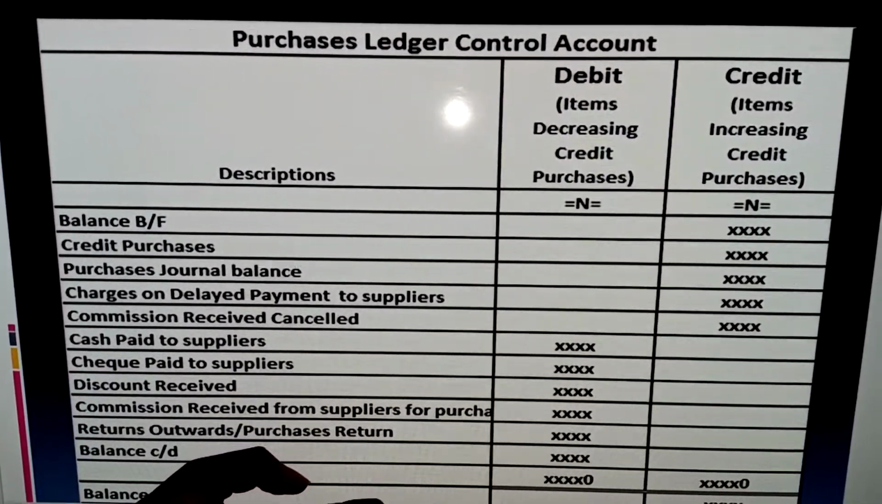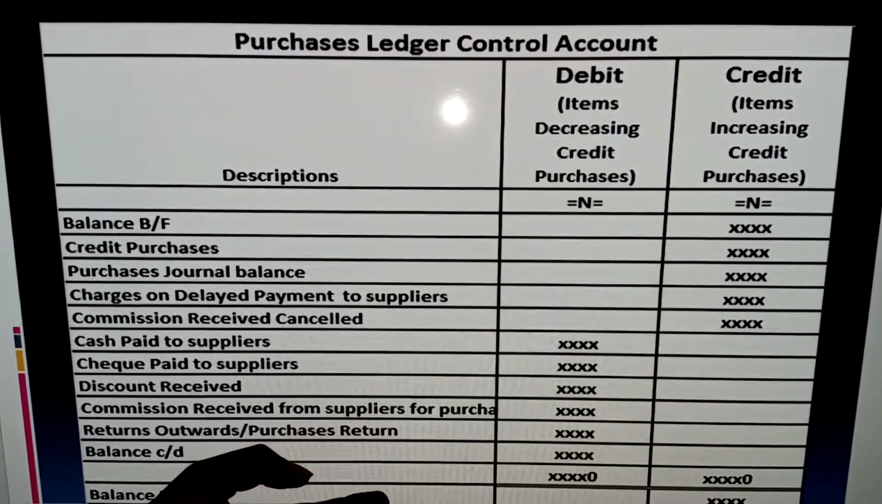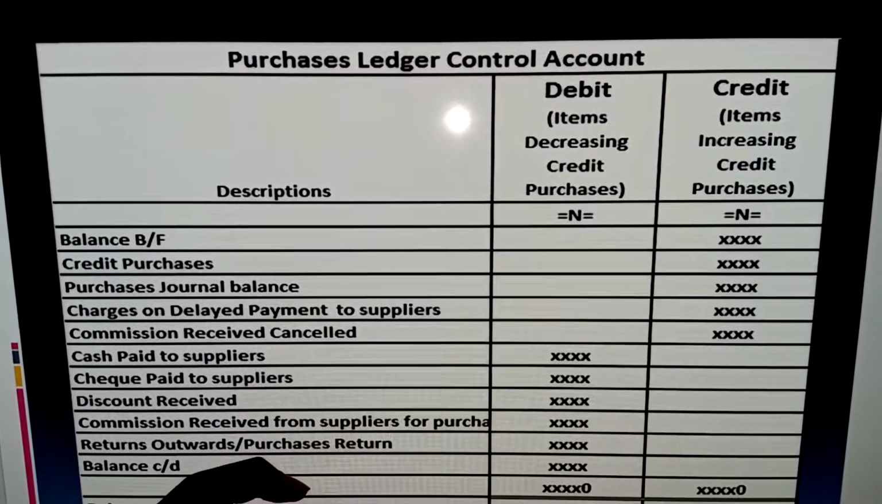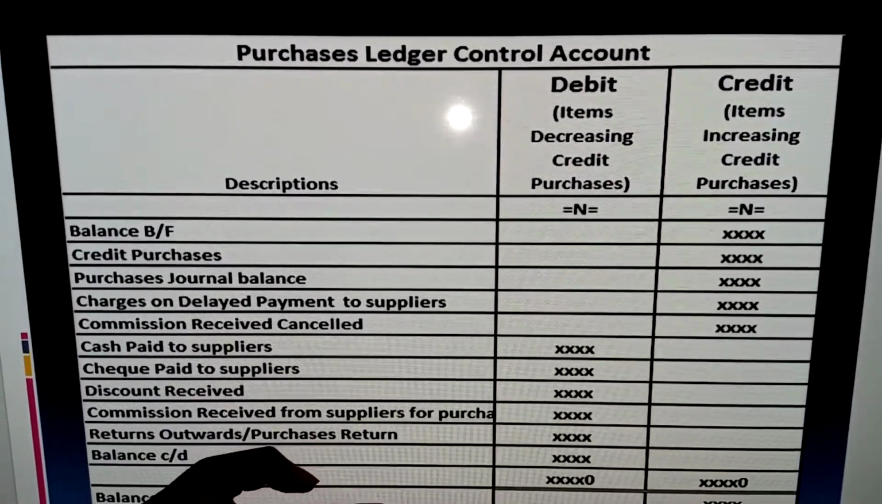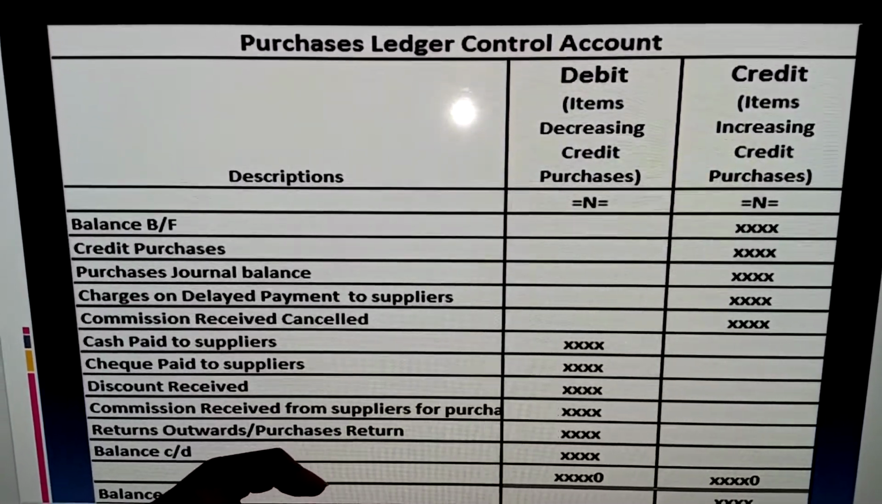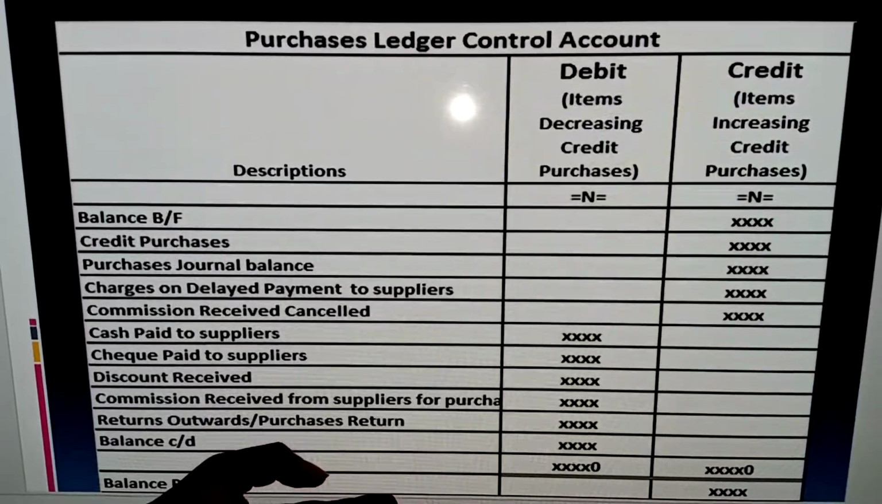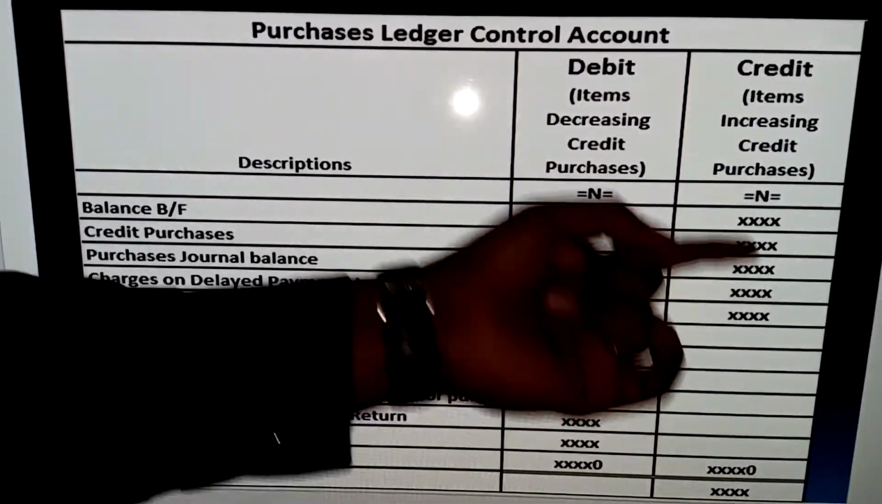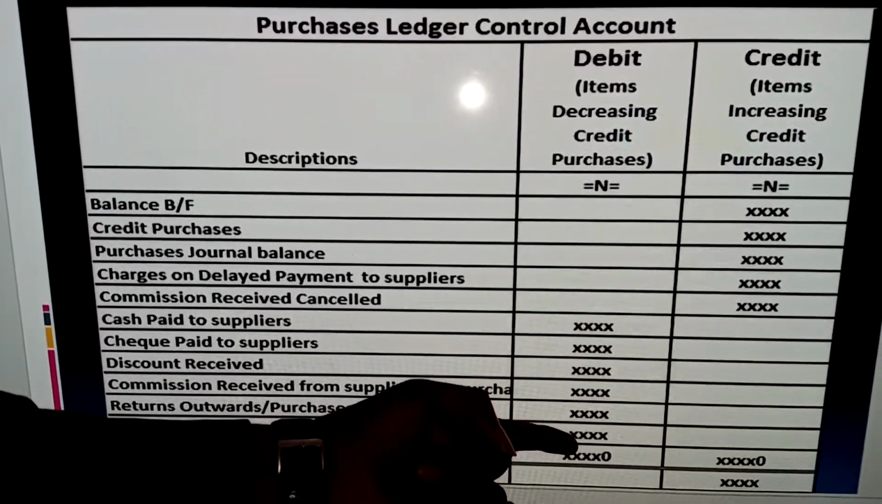So, there are two things. Is it that the item is increasing what the business is owing the suppliers, or decreasing what the business is owing the suppliers? So, if it is increasing what the business is owing the suppliers, you credit. If it is decreasing it, you what? Debit. That is the purchase ledger control account.